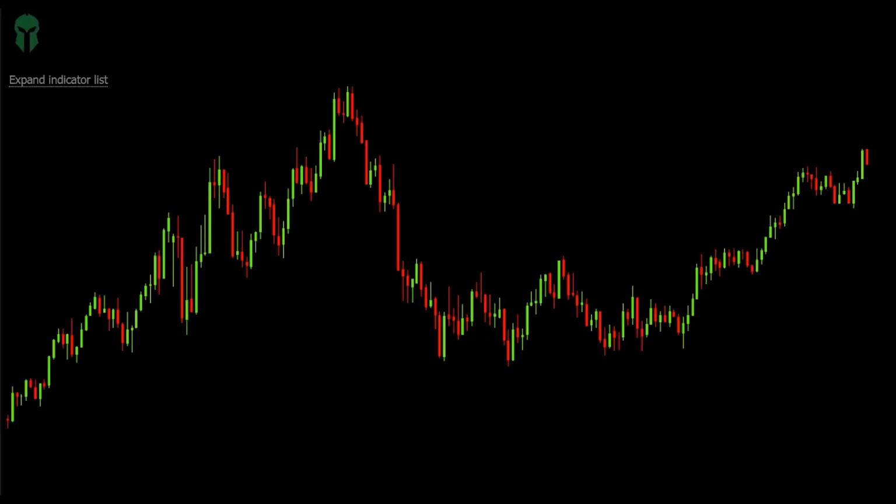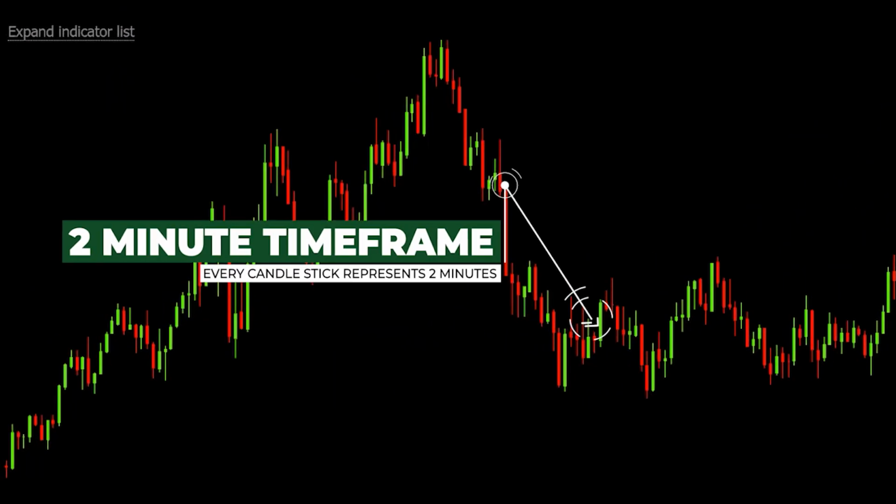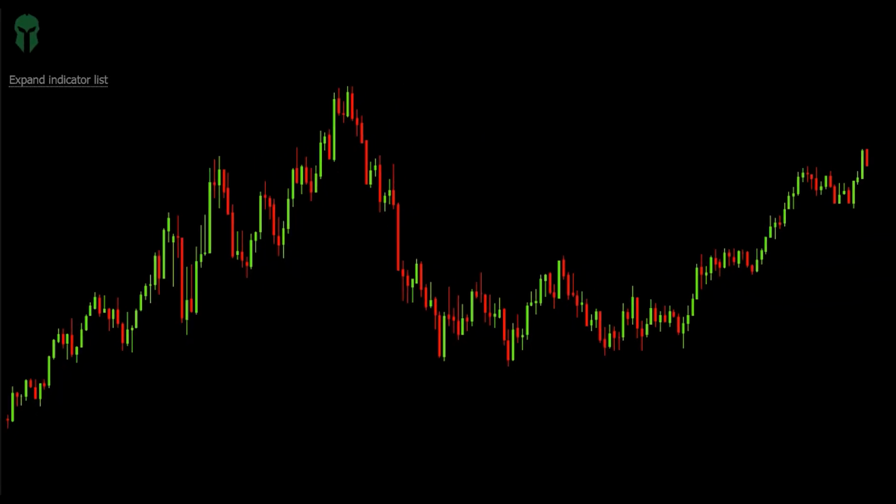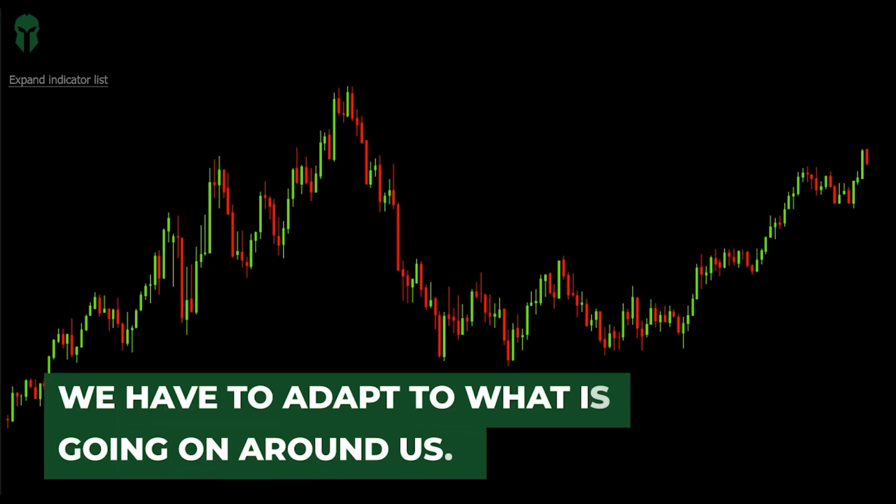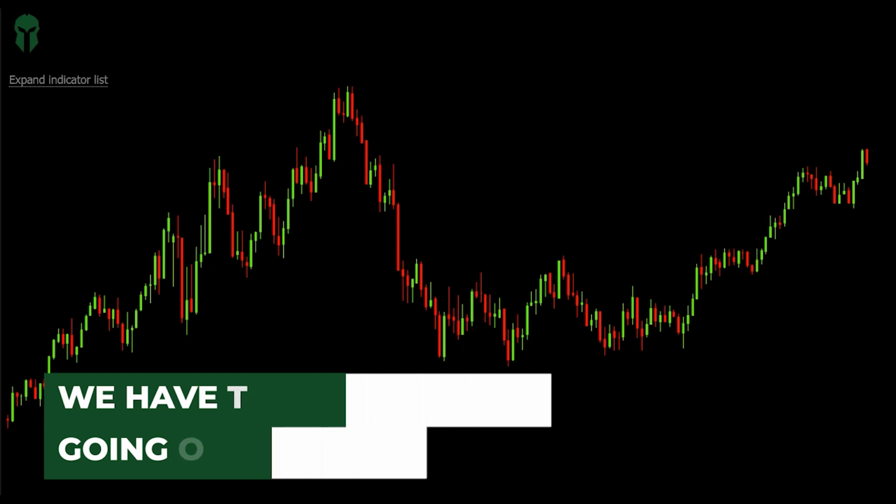Time frame. We are going to be using a 2-minute time frame. If you're not familiar with this, every trading platform has a 2-minute time frame. You just have to go in and change your settings. We are going to use a 2-minute time frame because, based upon the movement of algorithms and high frequency traders, the 1 minute has entirely too much noise now. As always, we have to adapt to what is going on around us.